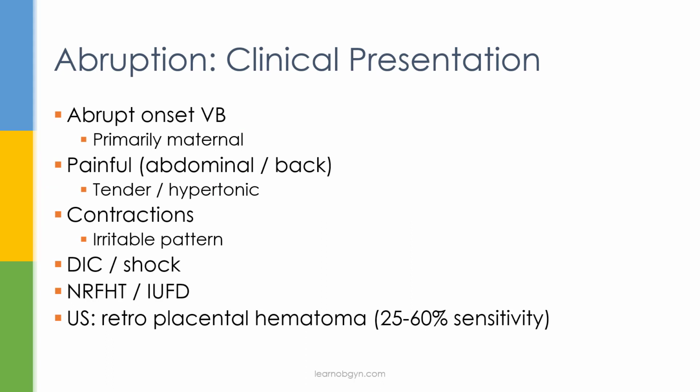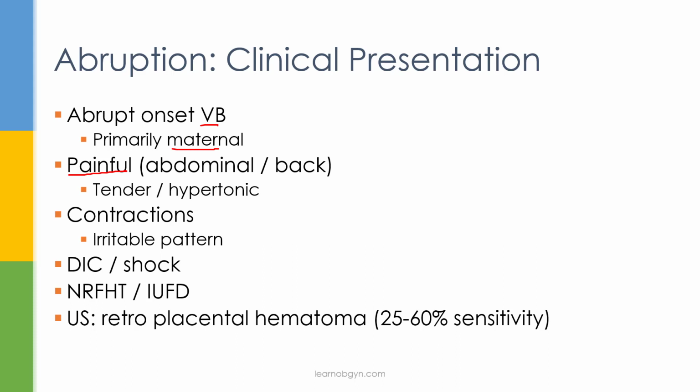So how do these abruption patients present? They'll present with vaginal bleeding. The amount of bleeding can vary from clinically insignificant to a hemorrhage, and in some cases they may not have any visible bleeding at all. I'll go into that shortly. Because this is coming from the decidual layer, the bleeding is maternal in source.